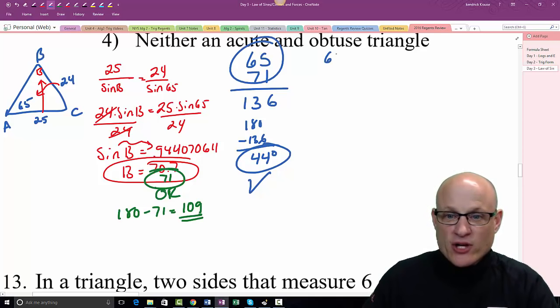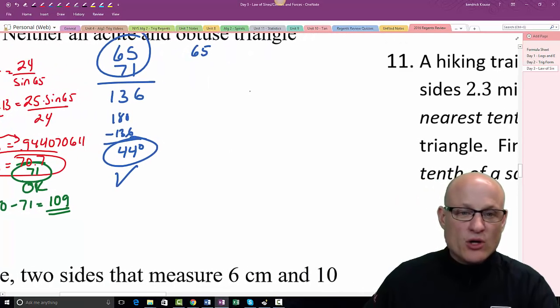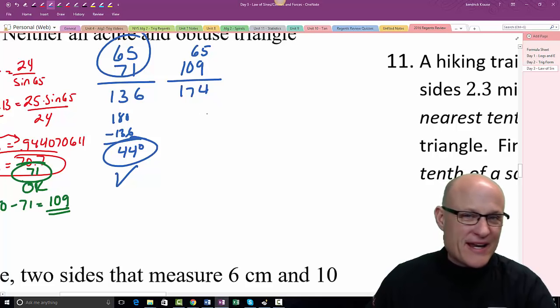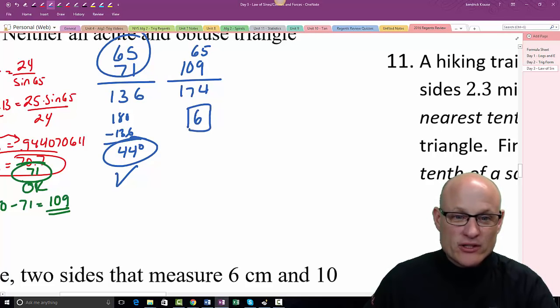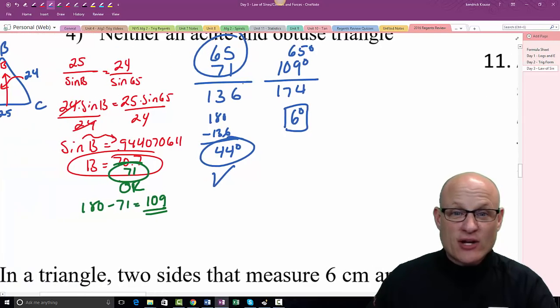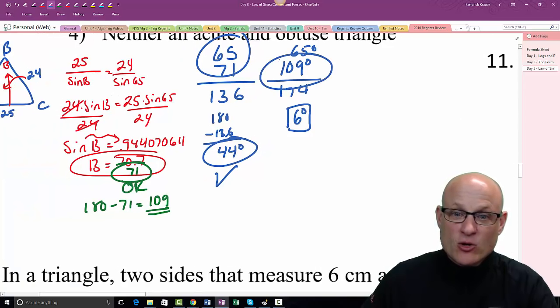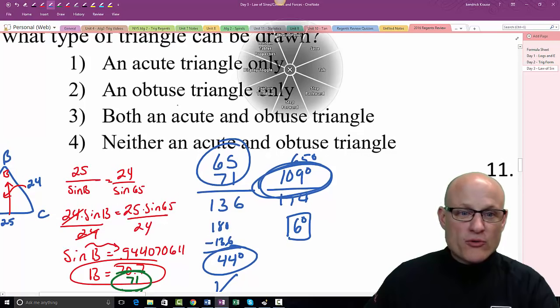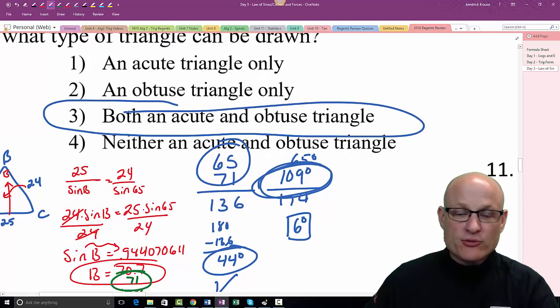Then I'm going to say, okay, we can start with 65. The other thing it could have been was 109. I add those up, and I get 174. Man, that's close. But yes, my third angle would just have to be 6 degrees. And yeah, that would make a second triangle. In this case, because I have an angle bigger than 90 degrees, that would be an obtuse triangle. So both an acute and obtuse triangle.